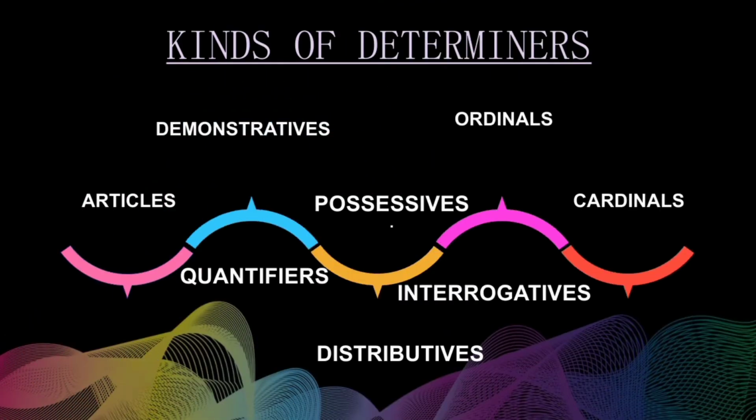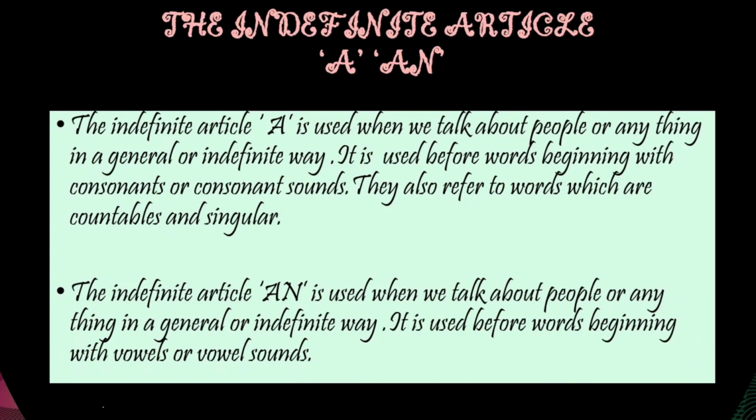Let us proceed further to see how many kinds of determiners there are. As you can see here, determiners are of many kinds. Primarily we have articles, quantifiers, possessives, cardinals, ordinals, demonstratives, interrogatives, and of course distributors. Now let us study each of them.